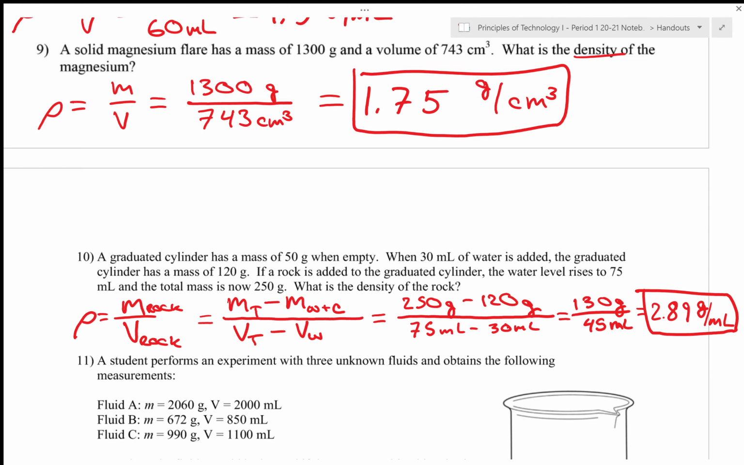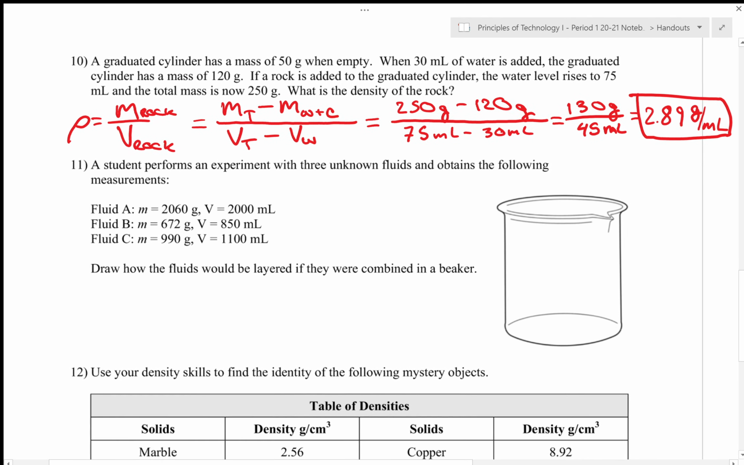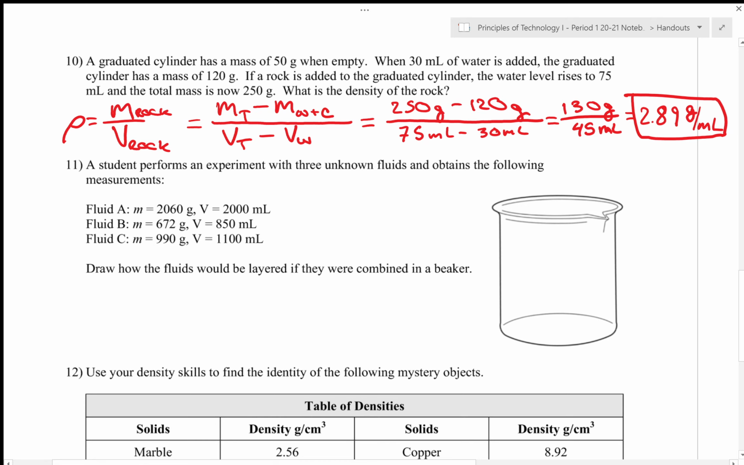Number 11, we're asked to find the density of the 3 unknown fluids and draw them in the beaker as they would line up. What that means is the ones with the higher density are going to be at the bottom, and the lower density ones are going to be towards the top. Just like oil and why it floats on water.